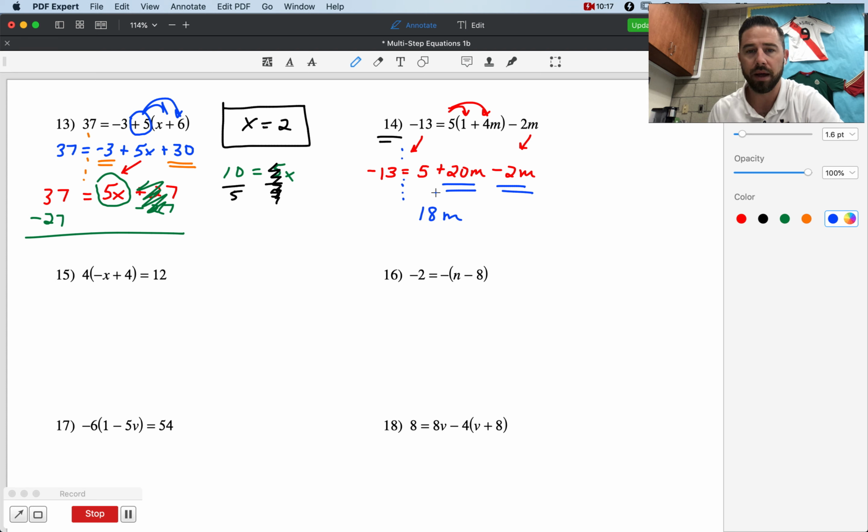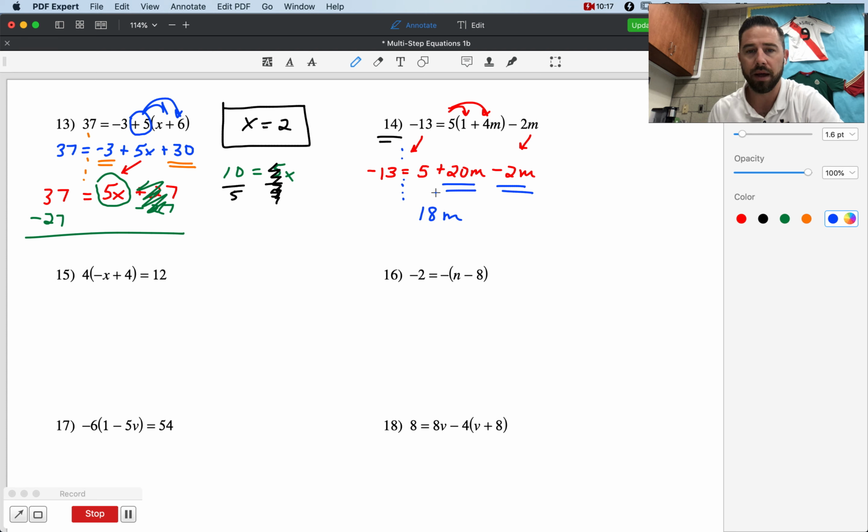See, that guy's out of the way now. We moved him to the other side. And we have a negative 13. You owe 13 and you owe 5. If you owe 13 and you owe 5, you owe 18. Then we have equals our 18m on the right. This guy's stuck to the m. We'll divide. And m, it looks like, equals negative 1. Okay, looks good to me.